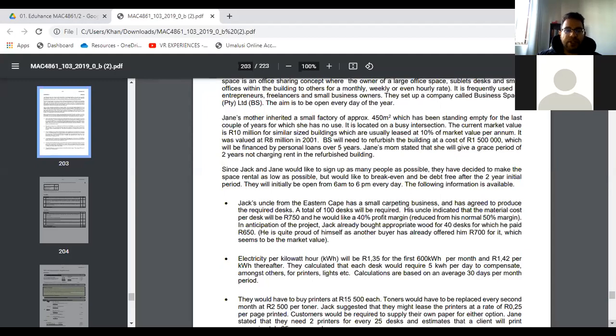Okay, so there you can see there's a factory building, 450 meters squared. Its market value is 10 million rand, and the market rate is about 10% of market value. They're going to have to refurbish the building for 1.5 million, and they're going to finance this with personal loans over 5 years, and they're going to get 2 years of free rent. That's probably because of the 1.5 million refurbishment. So just take note of that.